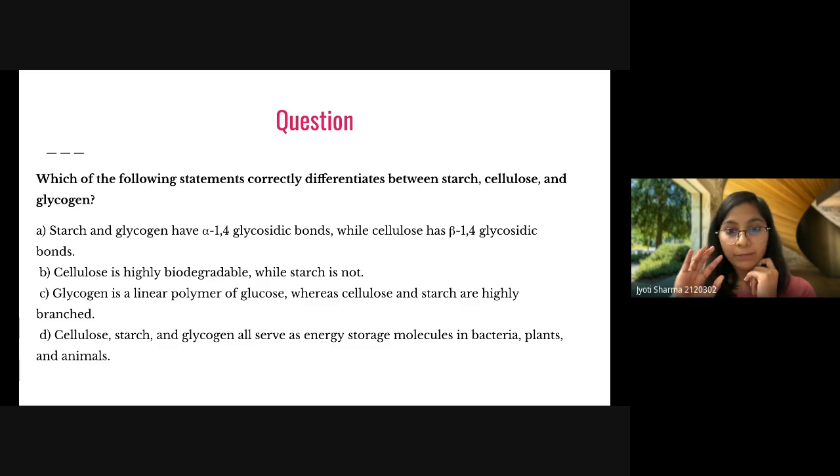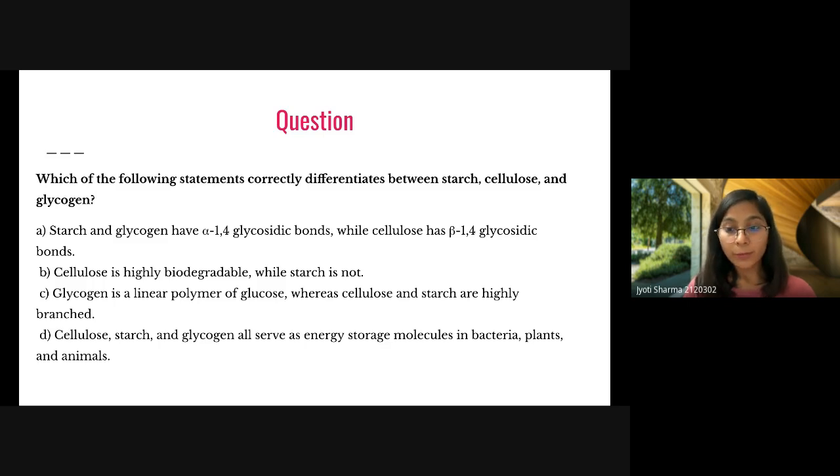So we have different components. For example, we have mitochondria, chloroplast, and for each component, what are the chemicals that will make such kinds of components or organelles. So the question here is, which of the following statements correctly differentiates between starch, cellulose, and glycogen?